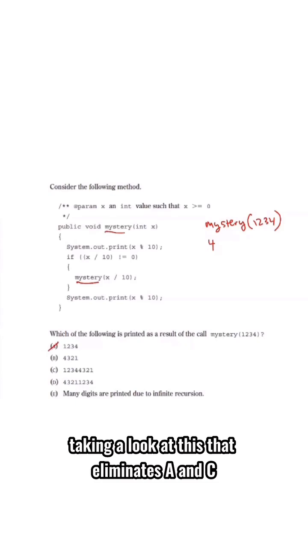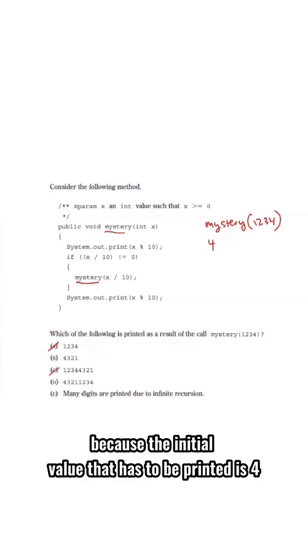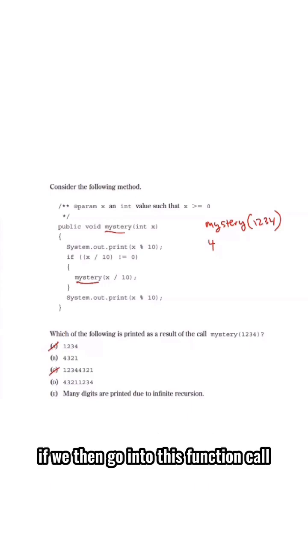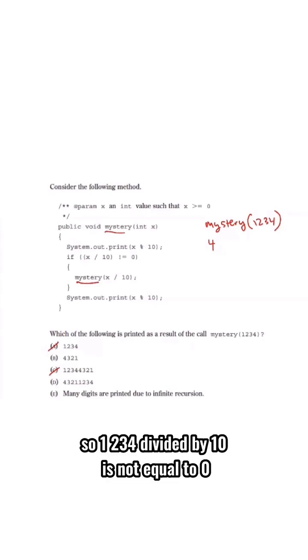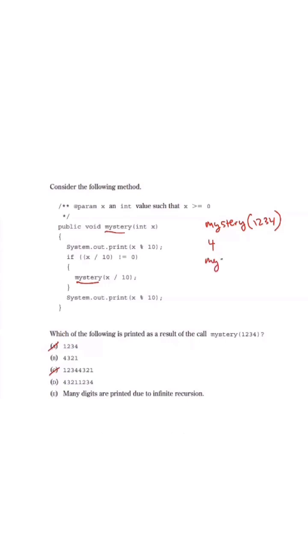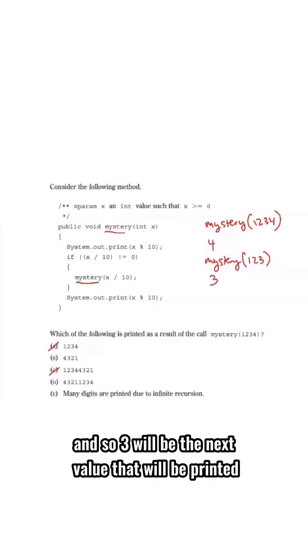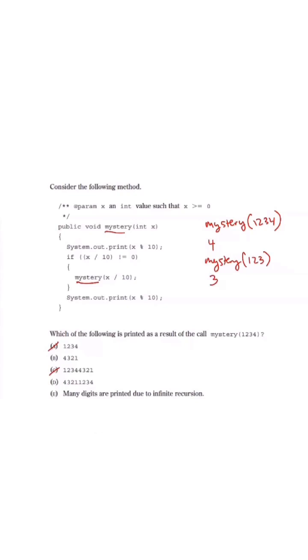Taking a look at this, that eliminates A and C because the initial value that has to be printed is 4. If we then go into this function call, 1,234 divided by 10 is not equal to 0, so then we would call mystery on x divided by 10, which is 123. Within that function call, it will print 123 mod 10, which is going to be 3, and so 3 will be the next value that will be printed. This keeps both options B and D open.